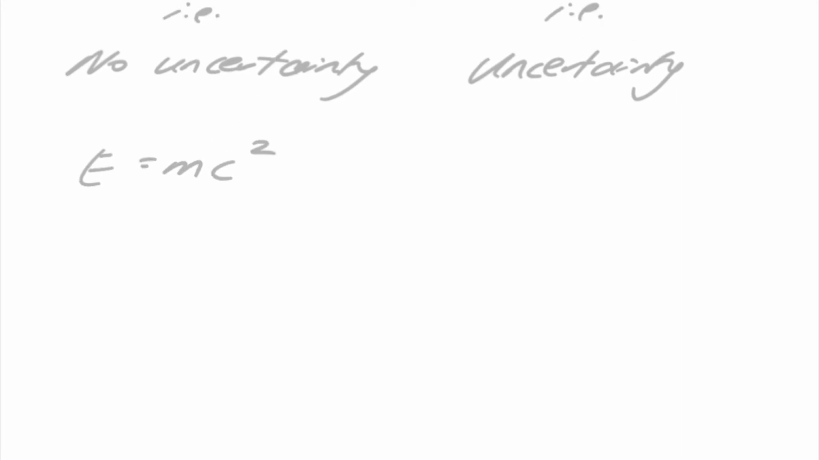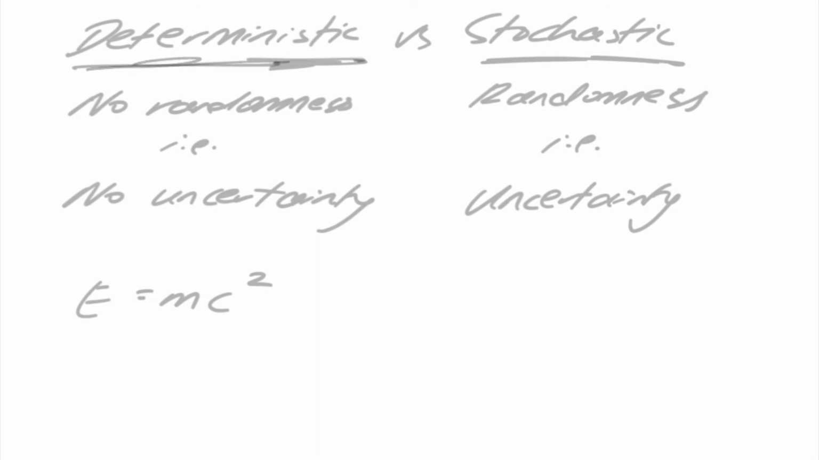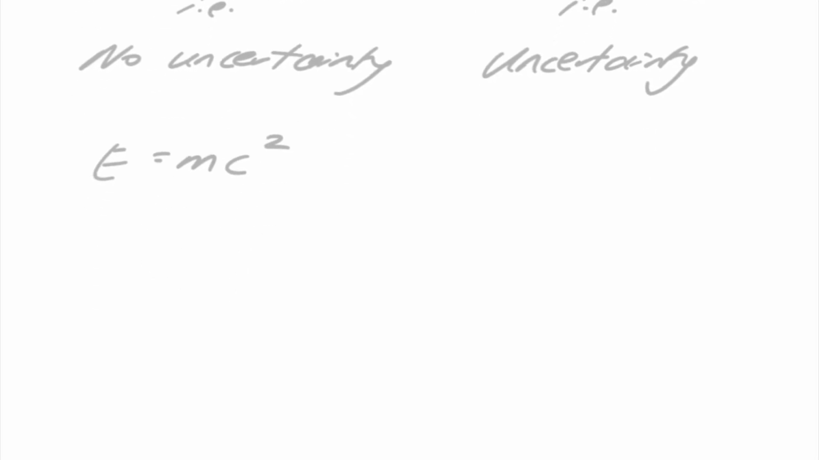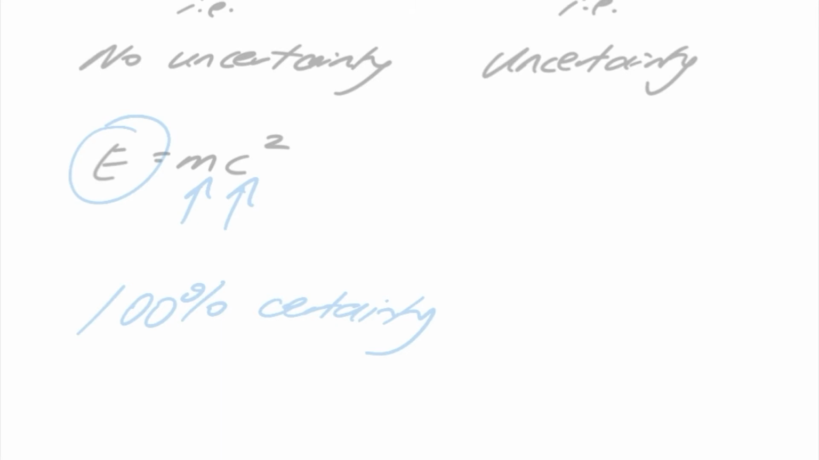So the first example here would be E equals mc squared. This would be a deterministic model. Why? Because if you know what m is, if you know what c is, then obviously you know what c squared is, and you will know with 100% certainty what E is, 100% of the time.